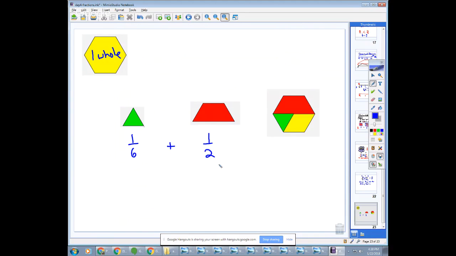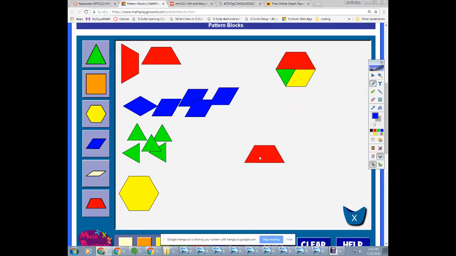So to us, we're pretty good at this because we've done a lot of fraction stuff, but to kids, they're going to have to work a little harder. So what would you suggest we do to the red trapezoid? Split it with the triangles. Okay, so then take some triangles and build on top of, say, the red trapezoid. So I'm going to do that over here in my game land.